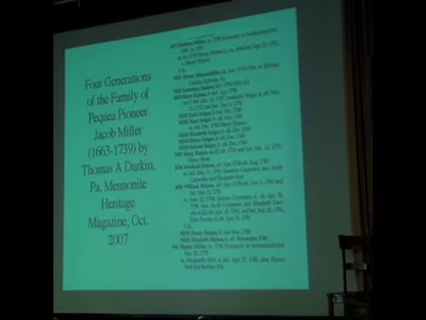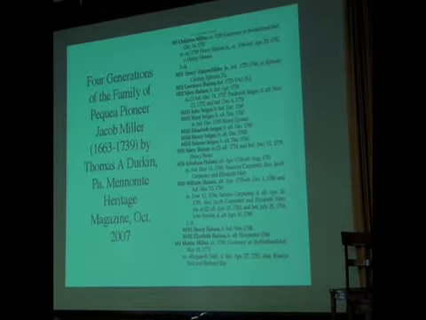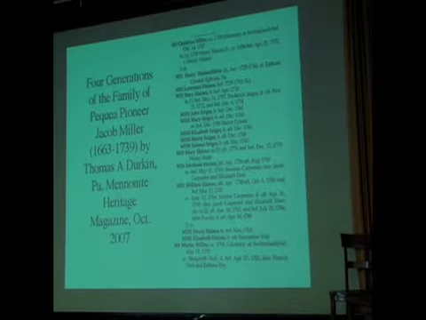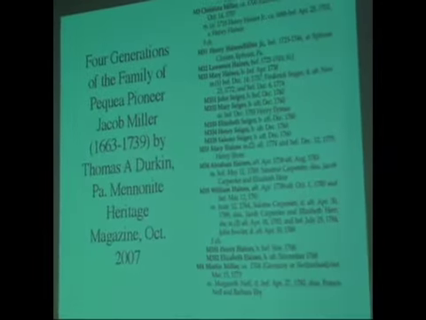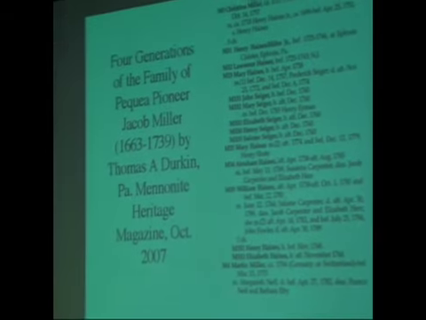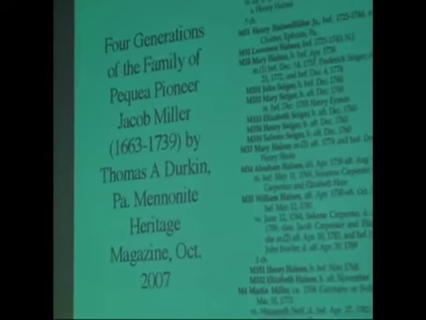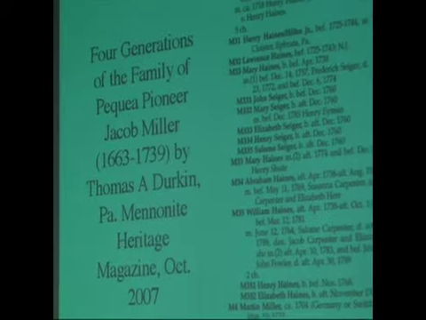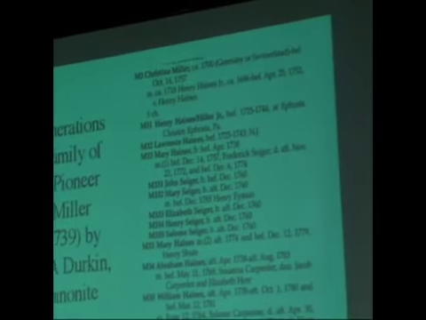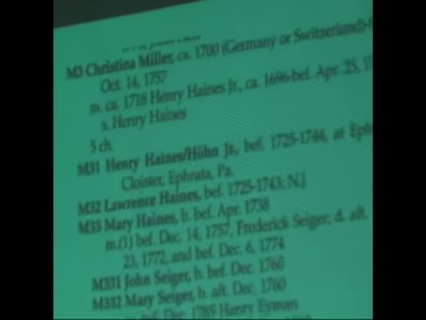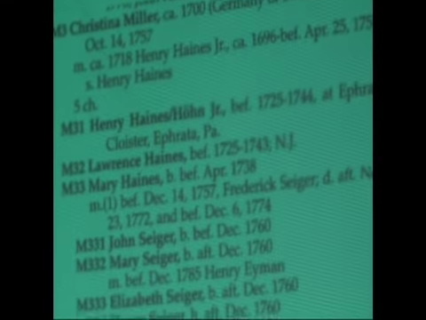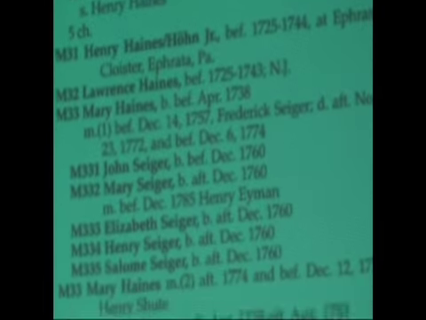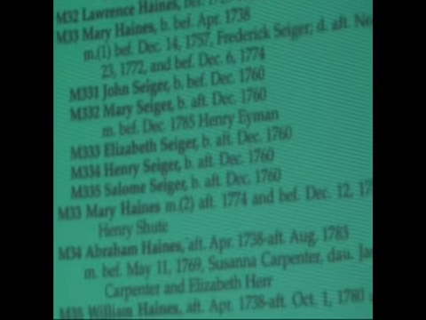This is an excerpt from an article, and it is from the Mennonite Heritage magazine. They do scholarly articles, too. It's mostly Lancaster County in Pennsylvania. All of these numbers have an M in front of them. That's because that's a particular branch of the Miller family that this person was studying, but within that, it's this Henry numbering system. There it is.